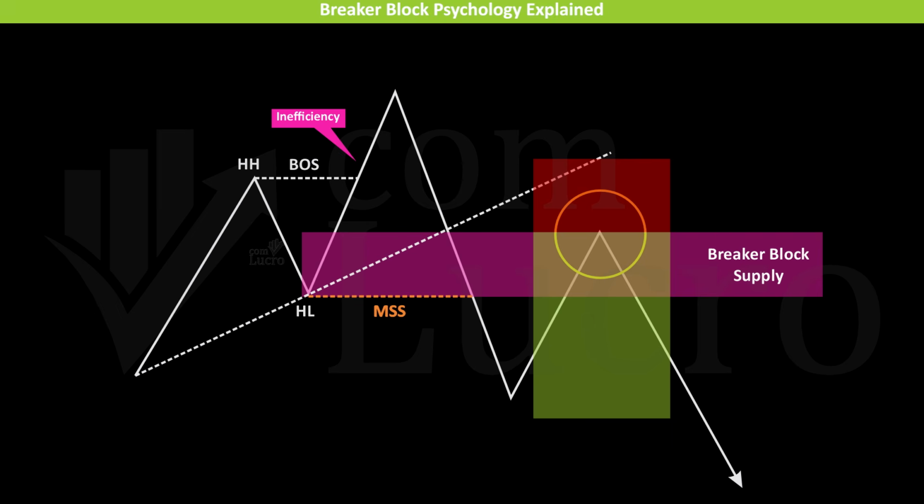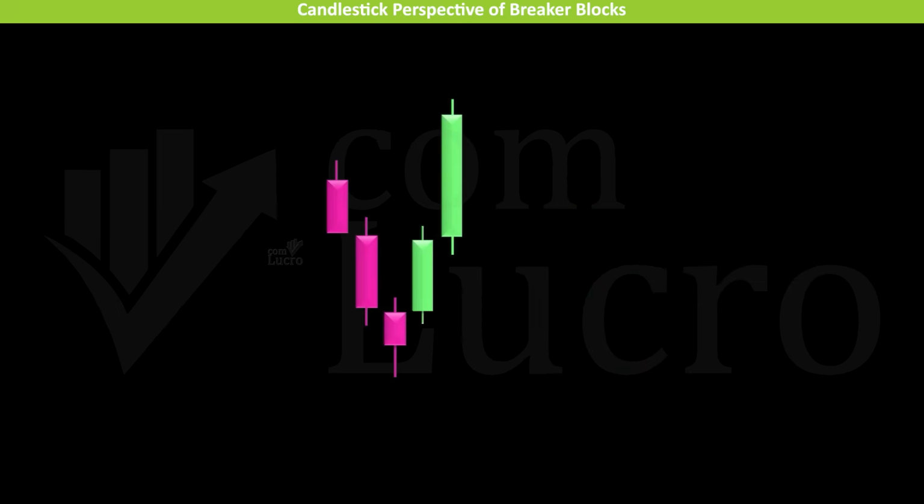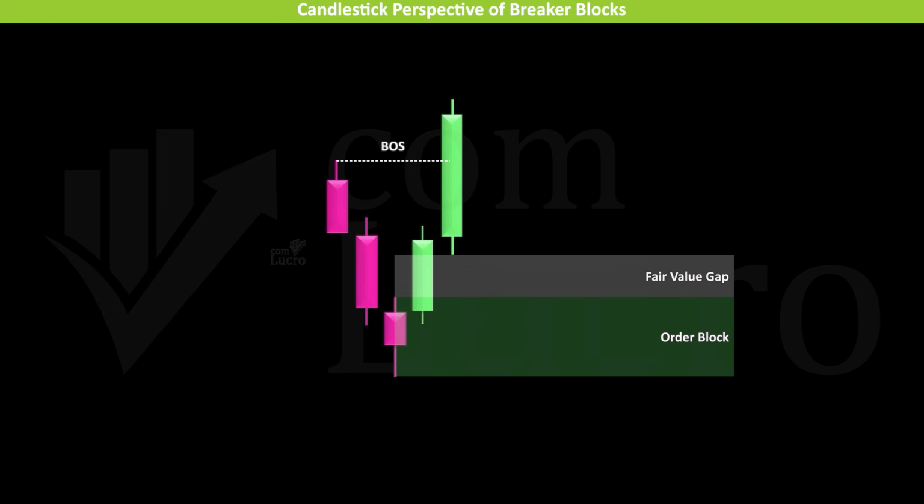One more point to note is that breaker blocks tend to be most effective when the market is trending strongly in either direction with shallow pullbacks, and when price is not respecting premium or discount supply and demand levels along the way. Now let us move to the next topic and look at how breaker blocks are identified from a candlestick perspective. In a bullish scenario, a candlestick-based breaker block appears when an area fails to reject the price.